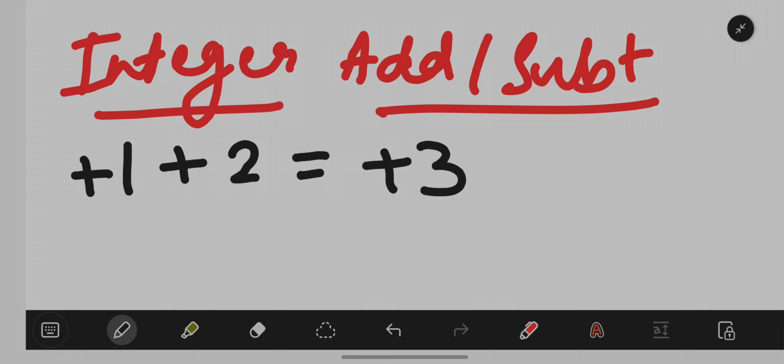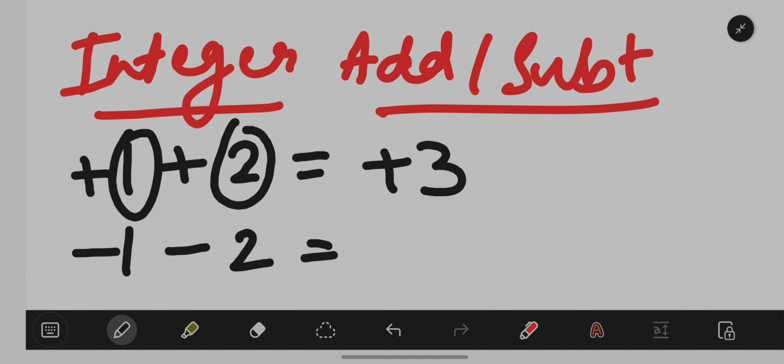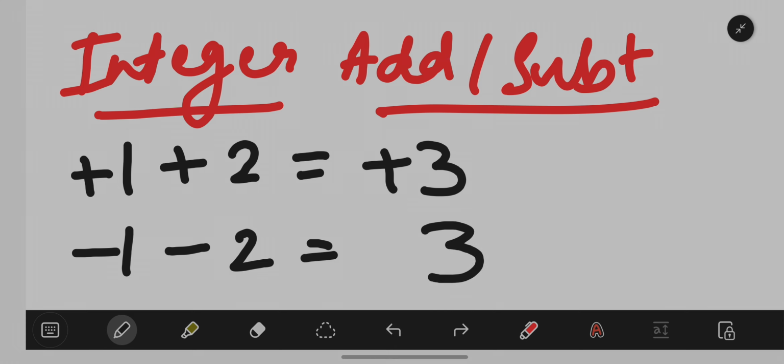Now you have minus 1 minus 2. See, when you have the same sign, what you're supposed to do is add, right? Plus 1 plus 2. First, add these two numbers, and the same sign is what you have to put here. That is what you will do. Similarly, minus 1 minus 2 is first add 1 plus 2, then put the sign minus.